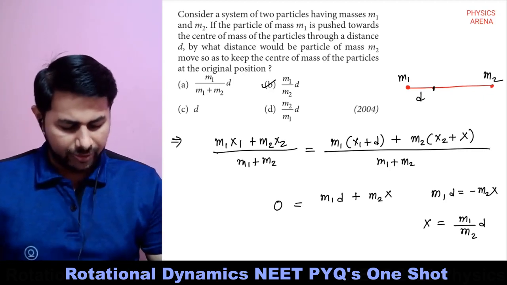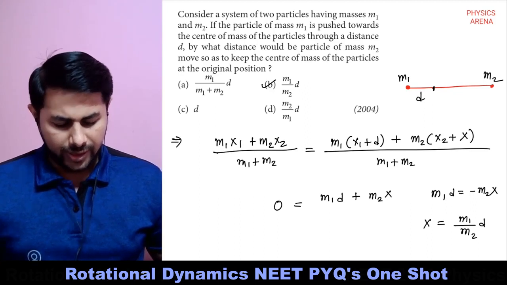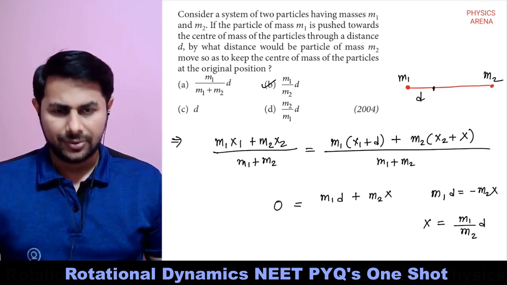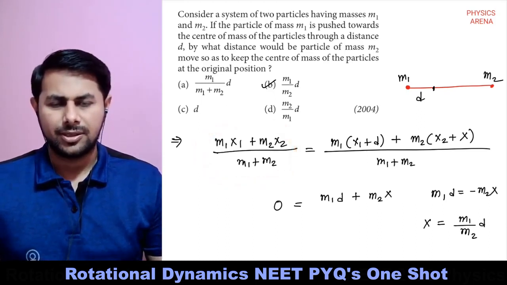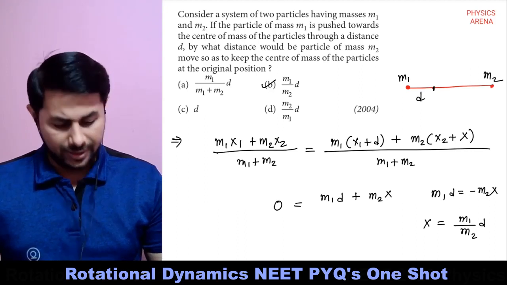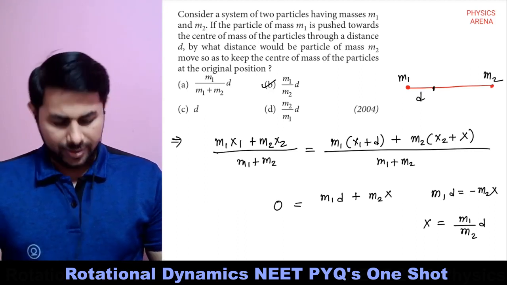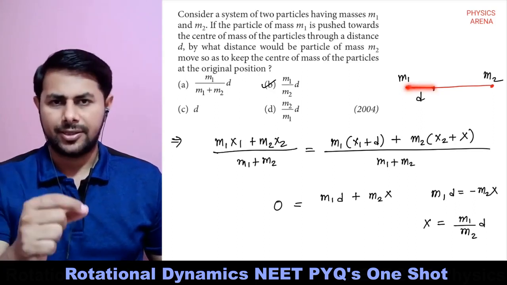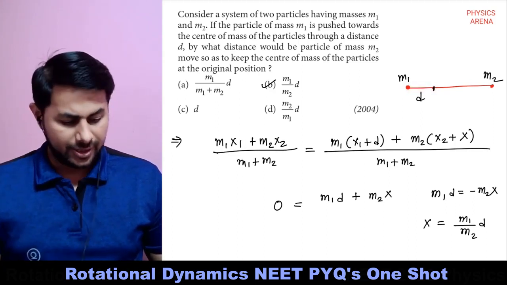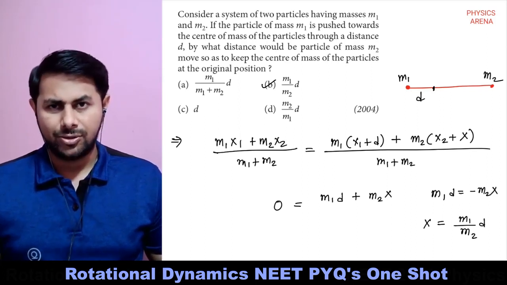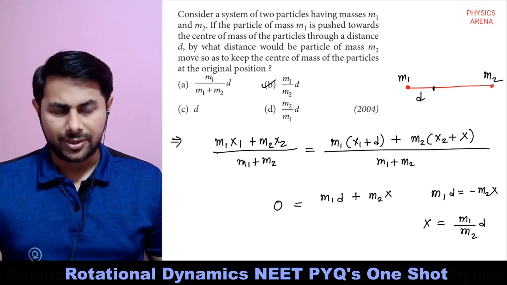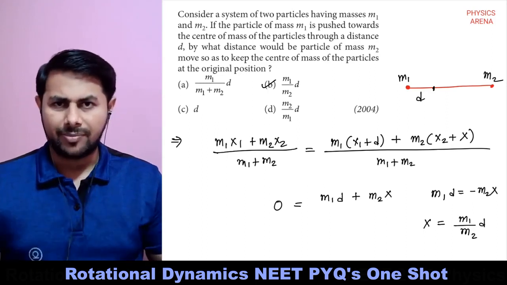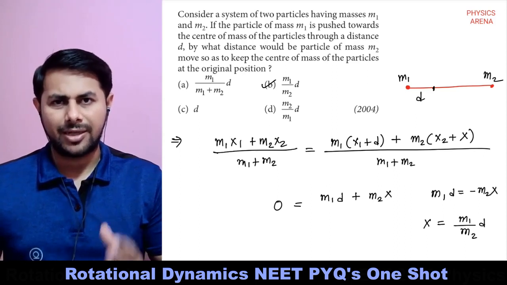Okay. See, what I was saying is, two particles are there. And the center of mass of two particles is this. So then, first particle is moved by distance d. Now, by what distance should you move the second particle such that the center of mass remains same? This was the question. So, you move second particle by distance x. Let's suppose we are moving it by distance x.